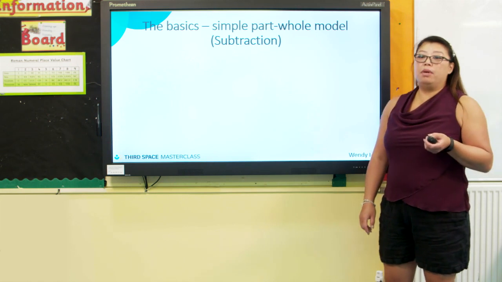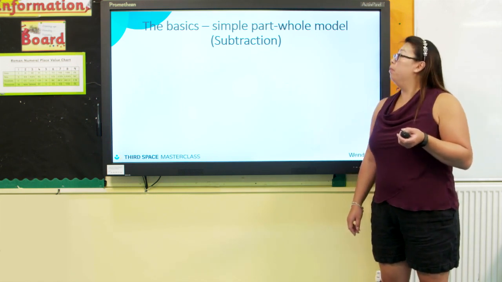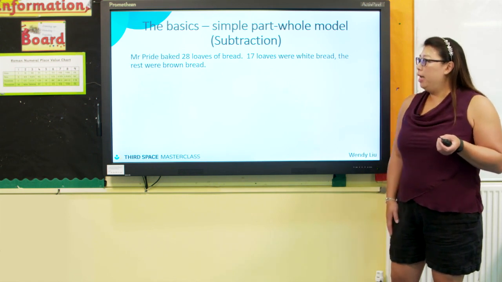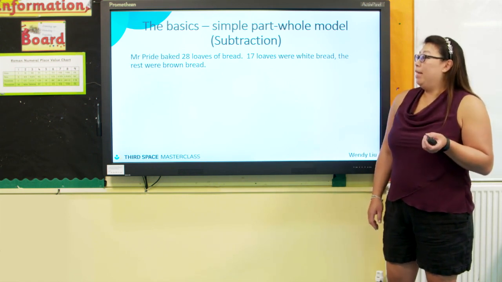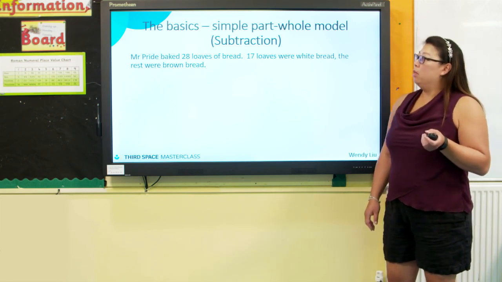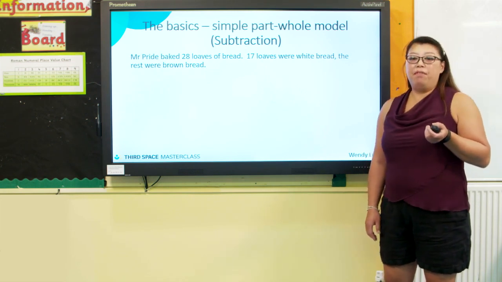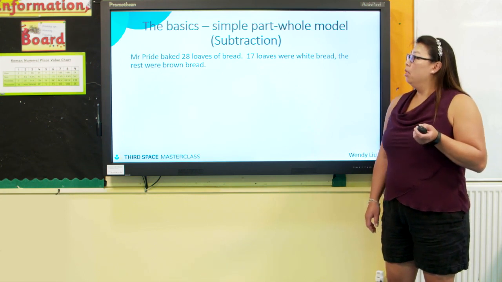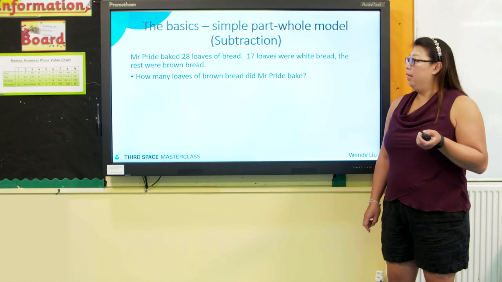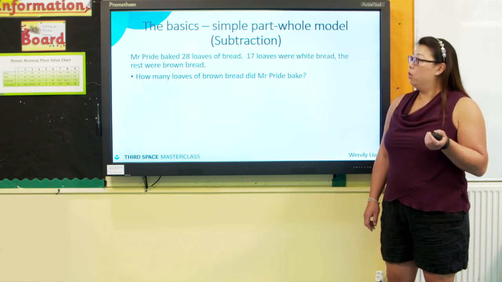So let's move on to a part-whole model with subtraction. Okay, so the question is, Mr. Pride baked 28 loaves of bread. 17 loaves were white, the rest were brown bread. So that's the information that you're given. How many loaves of brown bread did Mr. Pride bake is the question. So again, we model.